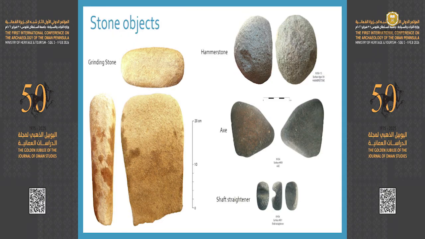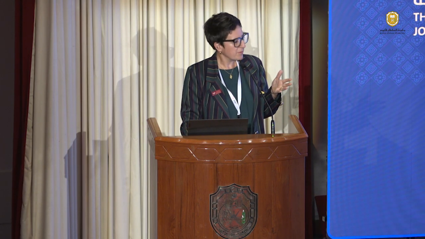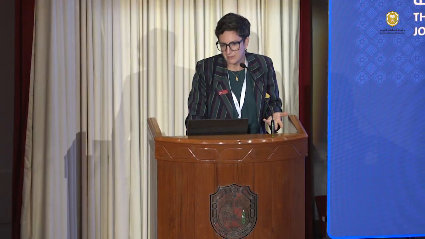Other kinds of stone objects are the grinding stones, and hammer stones are everywhere. Just one axe was discovered this year, and it's basically a simple pebble where only the active part was shaped and polished. And there is this very nice shaft straightener, which is not very common in a Neolithic site. The only ones that we know of until now are, in fact, in the Rub al-Khali.